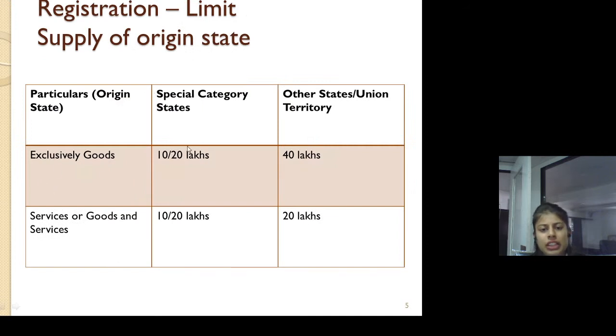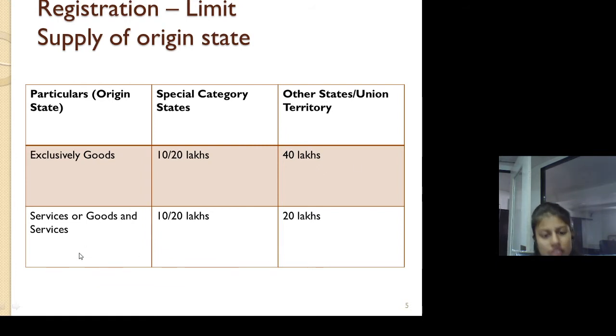If it is exclusively goods, the limit has now been increased from 20 lakhs to 40 lakhs. However, there are special category states. For them, the limit is 10 lakhs and 20 lakhs. Now, there is a list of categories which are not the same for goods and for services. The various states have taken their own call, mostly the northeastern states. So, for them, the limit is 10 lakhs and 20 lakhs. Others enjoy a registration-free limit of 40 lakhs for goods.